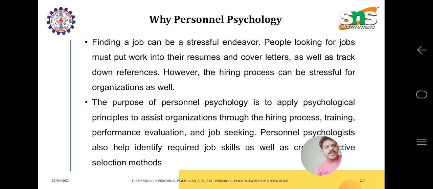So here personnel psychology plays a role, with the purpose of applying psychological principles to assist organizations through each and every phase, from the hiring process, training, and performance evaluation to the job seeking process. The personnel psychologist also helps identify required job skills as well as the best selection methods.